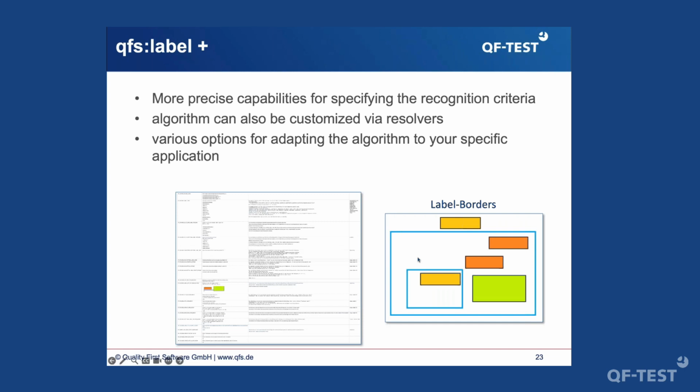We have some additional ones, like we can define a label border, for example, in a web application. You can define for a component a label border, which is supposed to be the blue one here. So the green one could be your component. You define a label border class around it, and then QF-Test, if it's trying to determine the labels, would just take the two orange ones into account, because this one is outside of the border you defined.